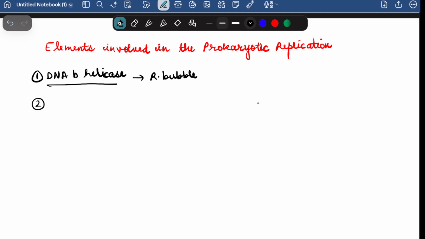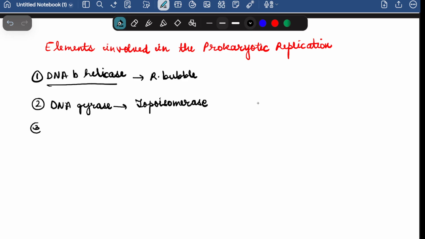Second important protein here that comes is DNA gyrase, and DNA gyrase is the one which will help to remove the torsional strain. So it is also referred to as topoisomerase, and this topoisomerase will be helping to remove all the torsional strain which is produced while the DNA strands are opened.